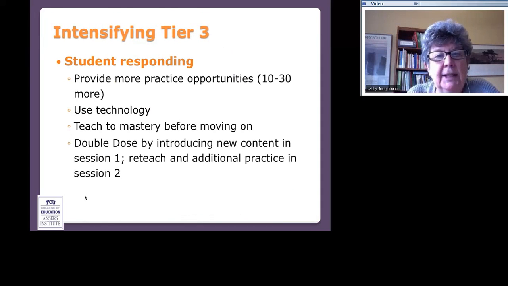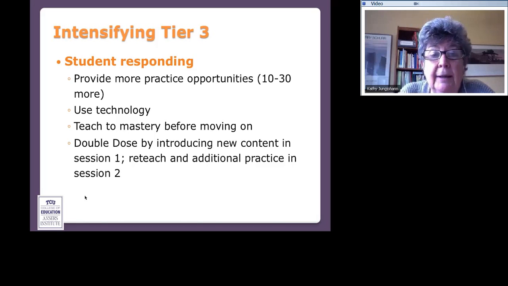Student responding in Tier 3, there should be many more practice opportunities. And I've often seen people cite the fact that for students in Tier 3, they may need an additional 10 to 30 more responses in order to achieve the same level as students in Tier 1.